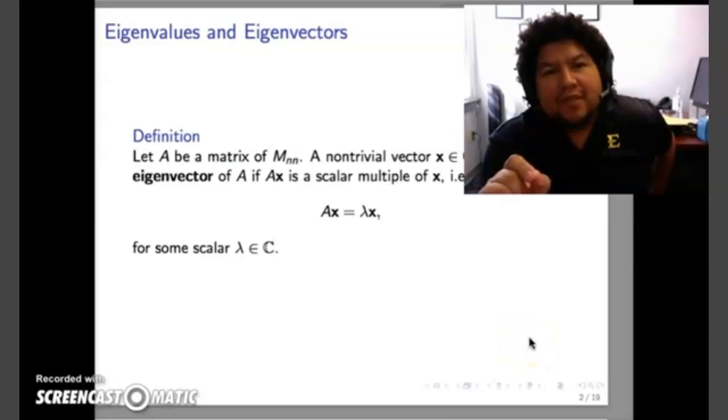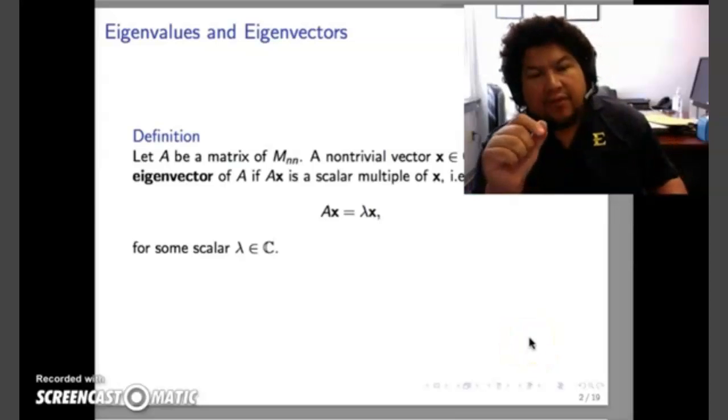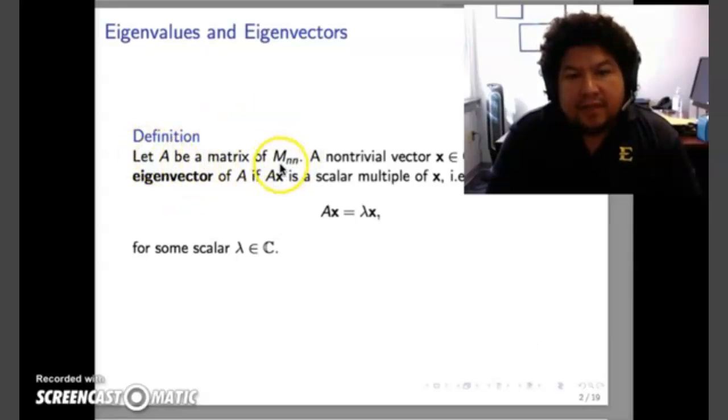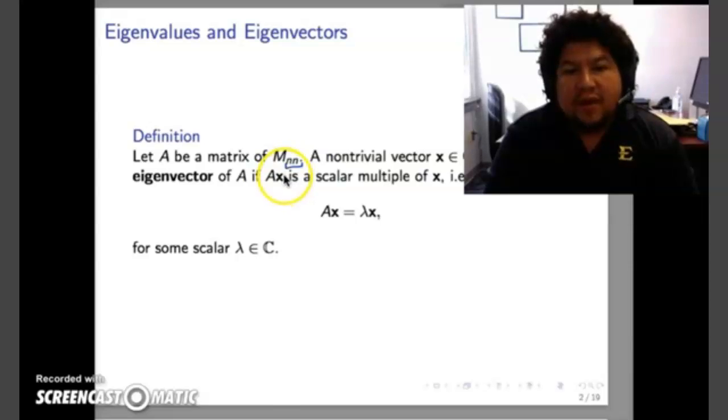So let's read this definition. This definition first says that we start with a matrix A. The first thing this requires is that this matrix has the same number of rows as the number of columns. It's a square matrix. So that's the first requirement in this definition.